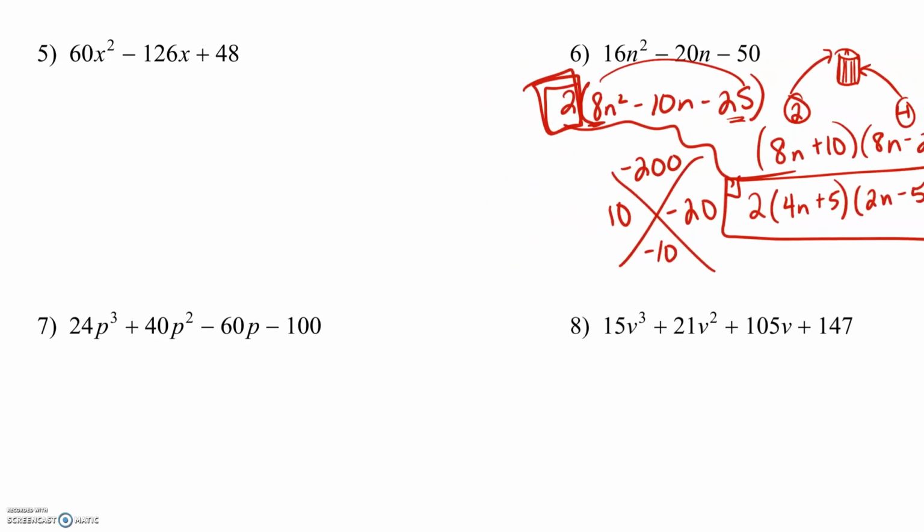All right, let's do another one. So 60, 126, and 48. See, 8 would go into, nope. Four, nope. Looks like it's going to be 2 again.